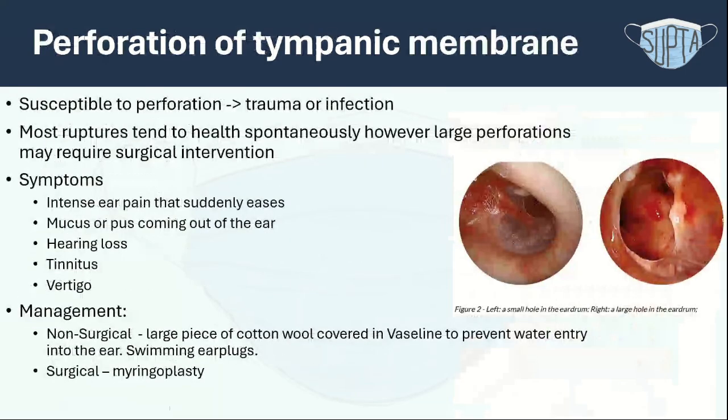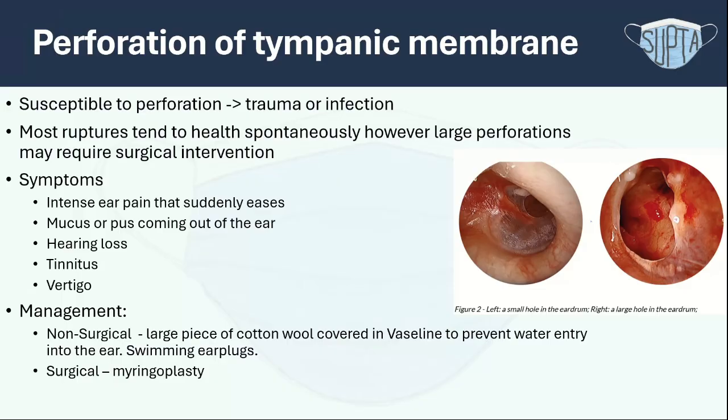So perforation of the tympanic membrane is important to consider too. It is susceptible to perforation via trauma or infection. Most ruptures tend to heal spontaneously, but large perforations may require surgical intervention like laryngoplasty. And some of the symptoms can be intense ear pain that suddenly eases.